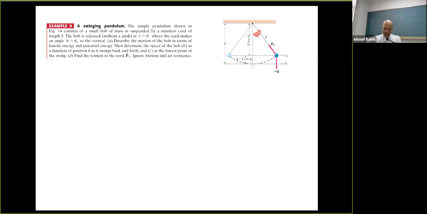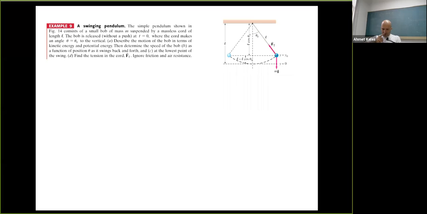Like theta 0 here. So A, describe the motion of the bob in terms of kinetic energy and potential energy, then determine the speed of the bob, B, as a function of position theta as it swings back and forth, and C, at the lowest point of the swing, and D, find the tension in the cord. So we will describe the motion, and we will find an expression for velocity for a general theta, and for when it reaches here, and we will find the tension.